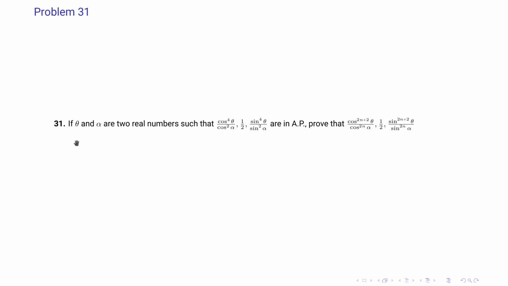So problem 31 says that if theta and alpha are two real numbers such that cos to the power 4 theta by cos square alpha, half, sin to the power 4 theta by sin square alpha are in AP, prove that cos to the power 2n plus 2 theta by cos to the power 2n alpha, half, sin to the power 2n plus 2 theta by sin to the power 2n alpha are also in AP. Sorry about the typo.